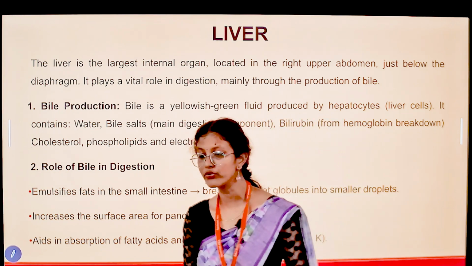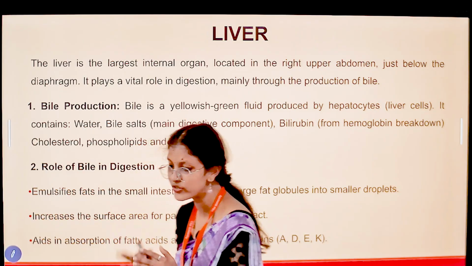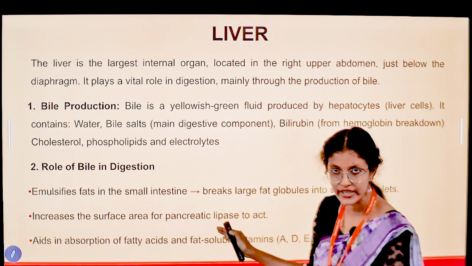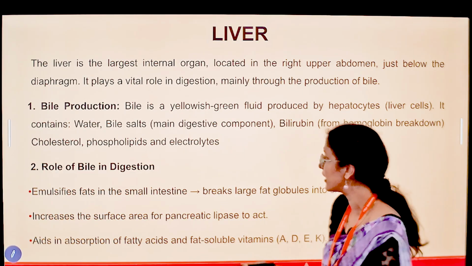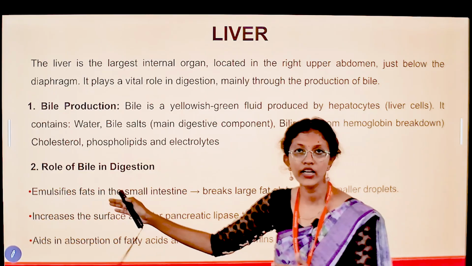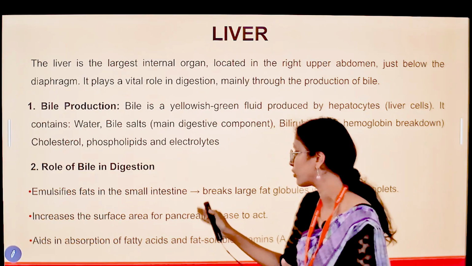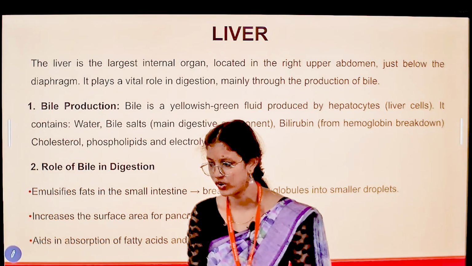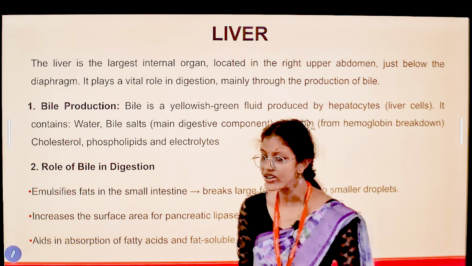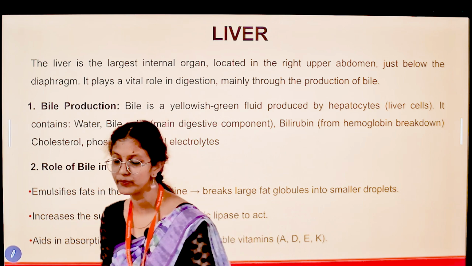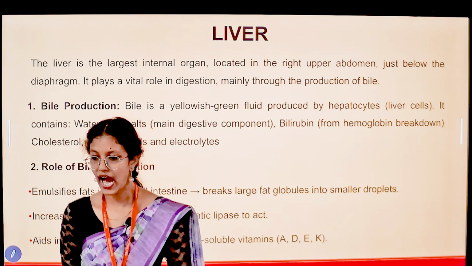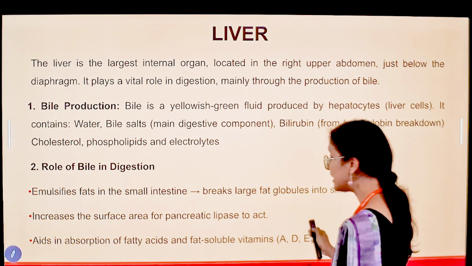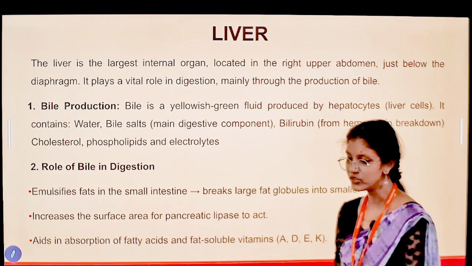So what are the roles of bile production? First of all, bile is a yellowish-greenish fluid which is released from the gallbladder, and its functions help with the emulsification of fat in the small intestine, breaking down the large cholesterol globules, which increases the surface area for pancreatic lipase to act. Bile juice also helps in the absorption of vitamins A, E, D, and K.